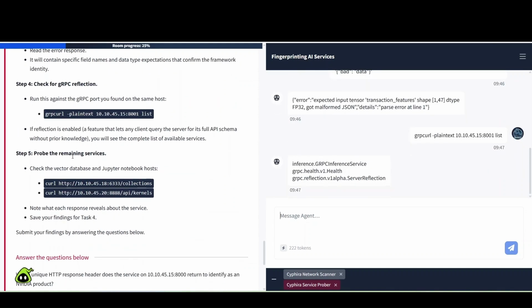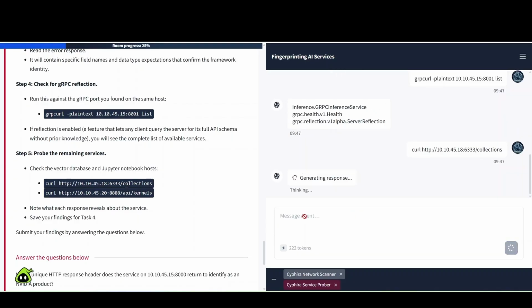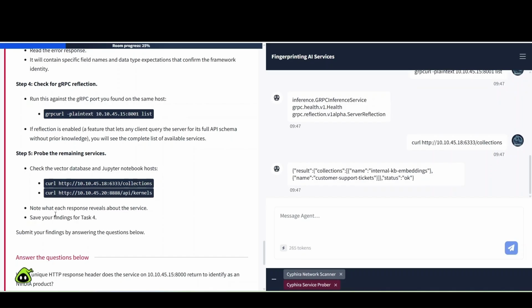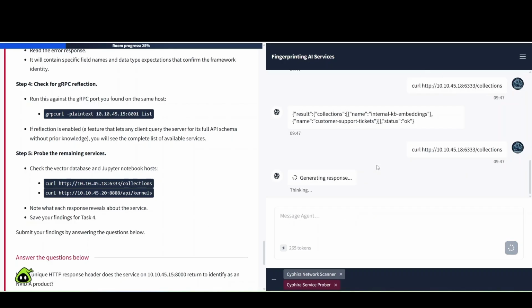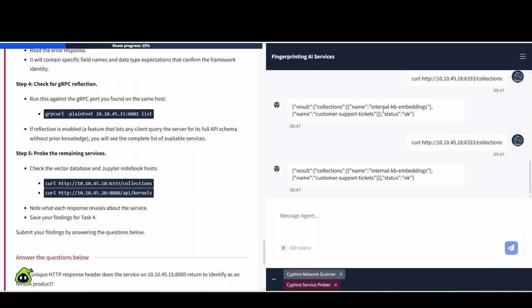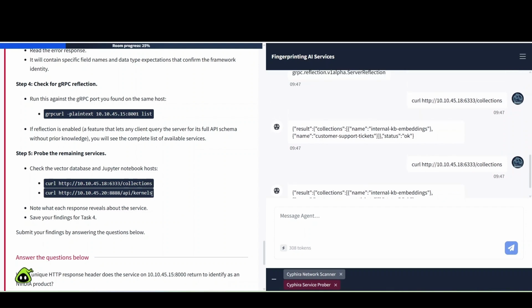Step number 5, probe the remaining services. Check the vector database and Jupyter Notebooks host. So let's do that here. That's the first one, and then another one here. Note what each response reveals about the service. Save your findings for task 4. Submit your findings by answering the questions below. Okay, did it finish here? Yes. So let's go and do that. All right, so we have internal KB embeddings, customer support tickets. Interesting. Nice. Well, I put that in there twice, so this didn't copy. Let's try this again.